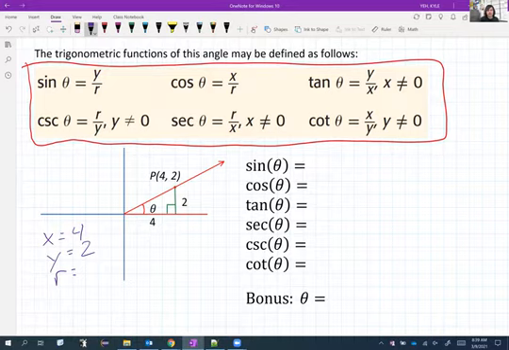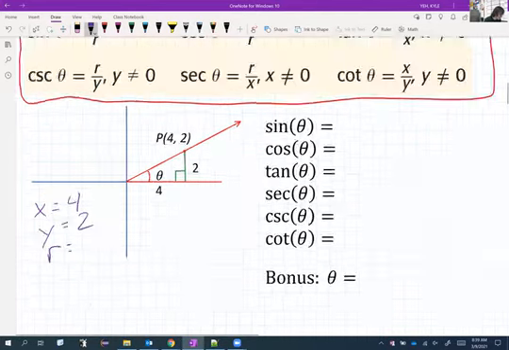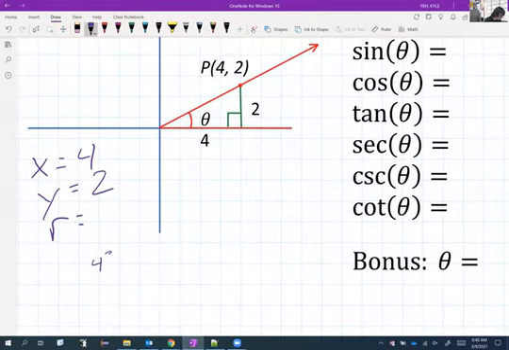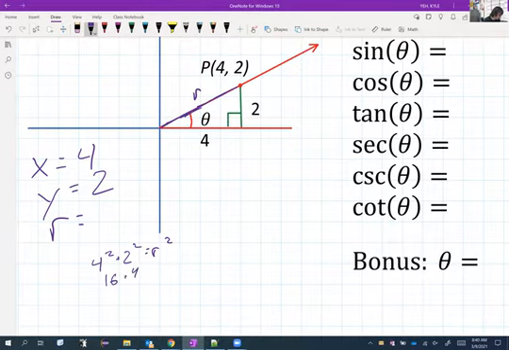Well, the key is remembering that those two sides of the triangle, the x and the y, intersect at a 90-degree angle, meaning this is a right triangle, meaning I can say that 4 squared plus 2 squared is going to equal r squared. R is the hypotenuse of this triangle. R stands for radius because of something called the unit circle that you're going to see a lot about later this lesson. So 4 squared plus 2 squared equals r squared. 16 plus 4, so that's 20 equals r squared.